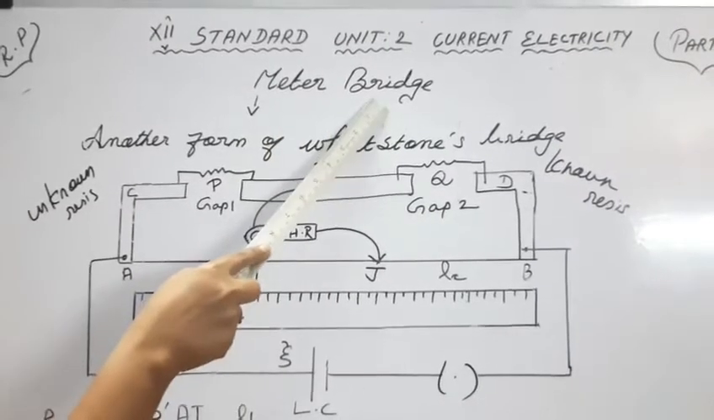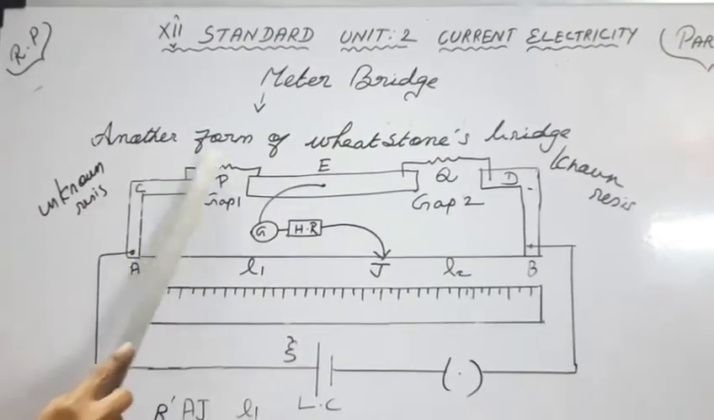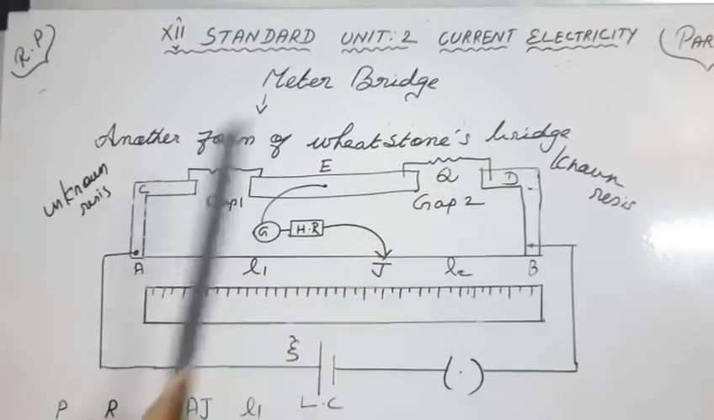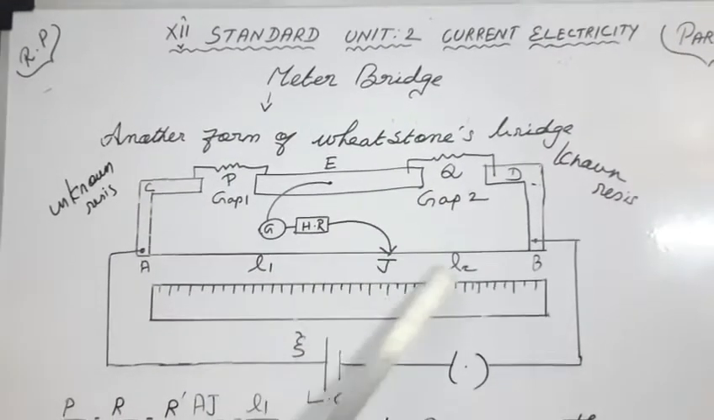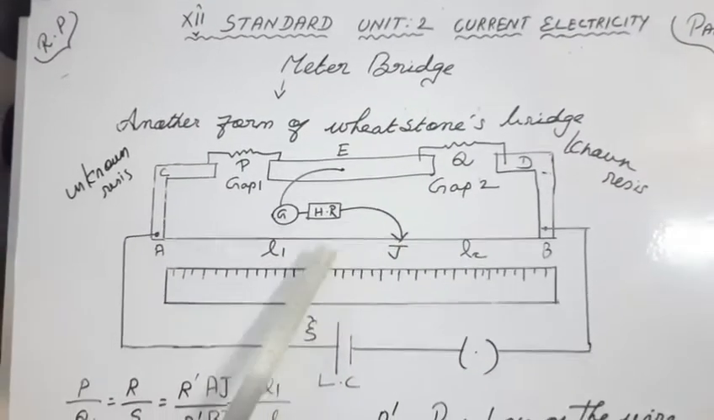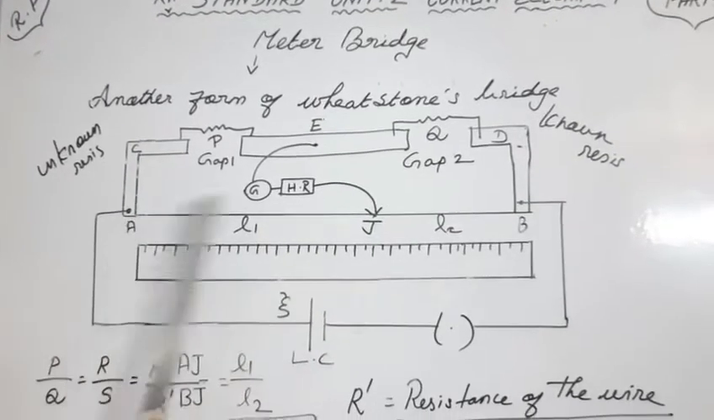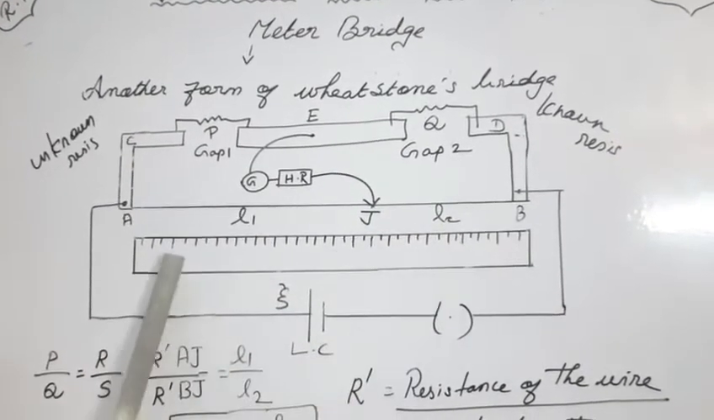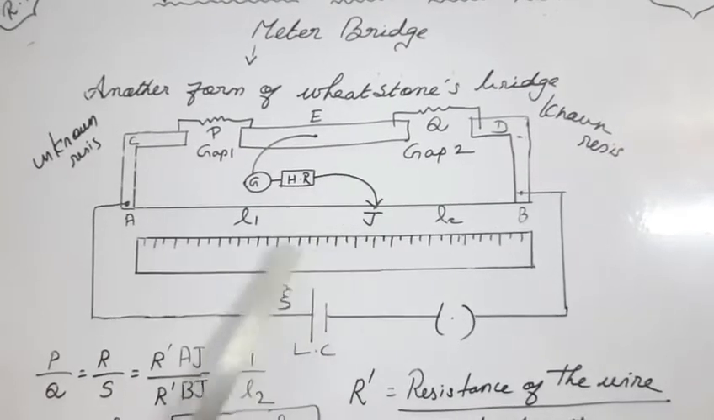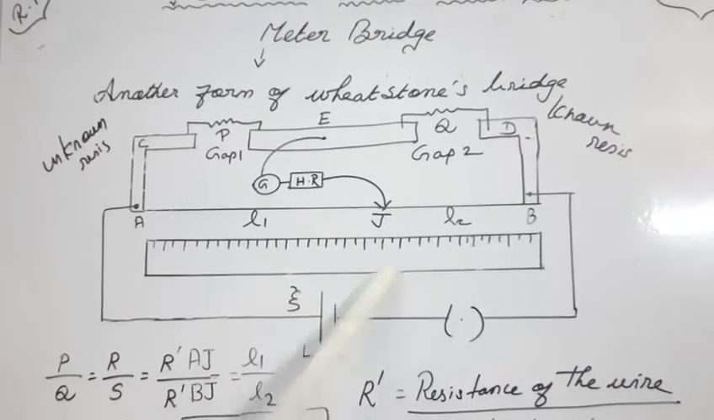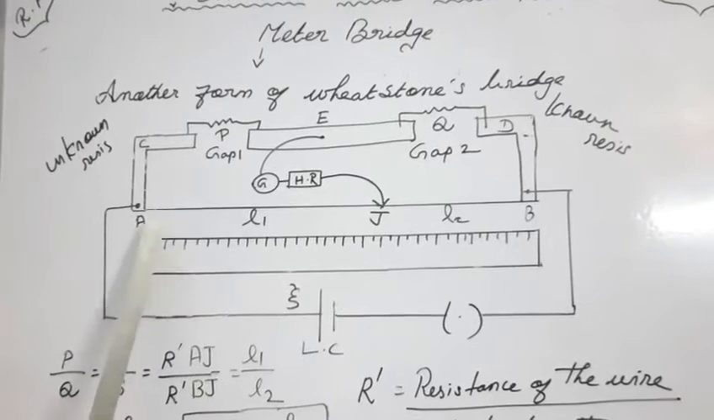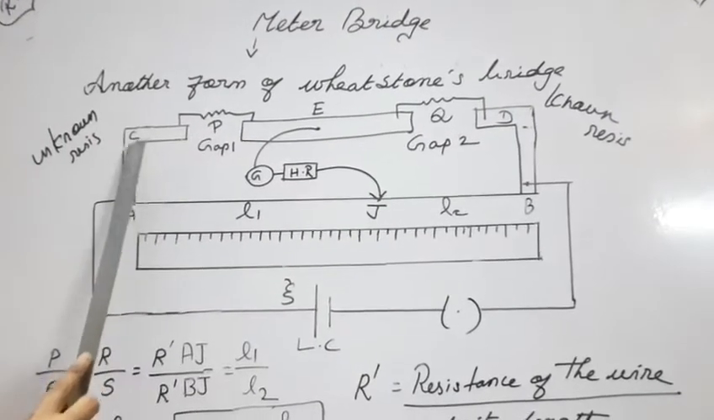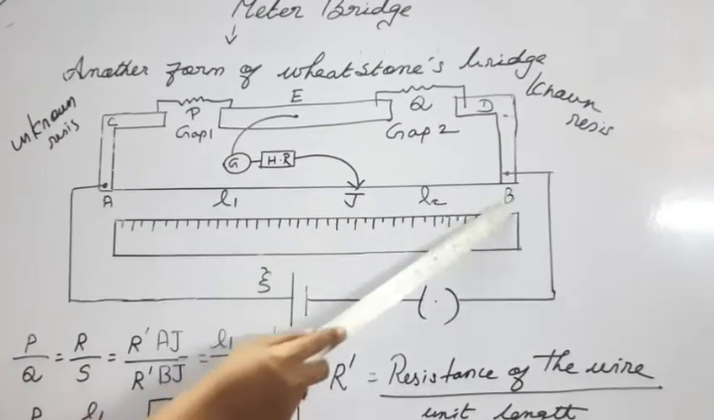And next topic is meter bridge. Meter bridge is another form of Wheatstone's bridge. Here we are taking manganese wire of length 1 meter, which is attached to the two ends of the board. And near the manganese wire there is a 1 meter length scale reading, and the end A having one copper strip is C and end B has another copper strip D.